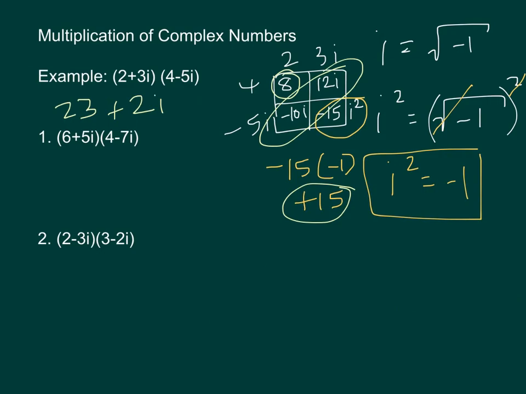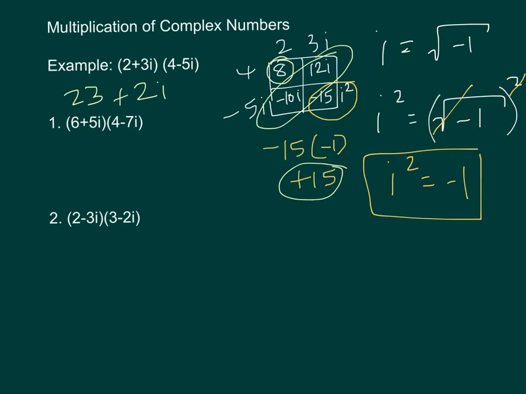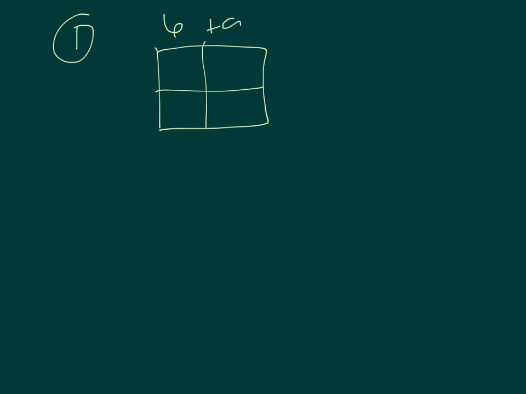I'm going to zoom in a little bit more so that, well, you know what? I'm just going to go to another page. Let's do that. So for your next problem, number 1, you'll make another box just like you did before. So 6 plus 5i, and then we've got 4 minus 7i, so 24. We've got 20i, we've got negative 42i, and we've got negative 35i squared.